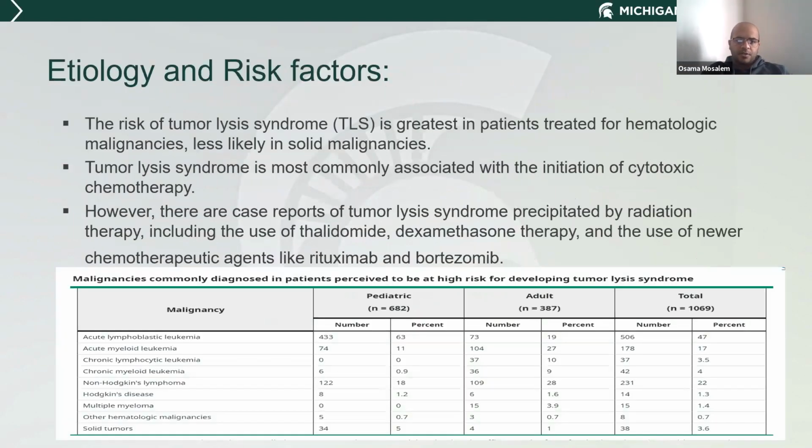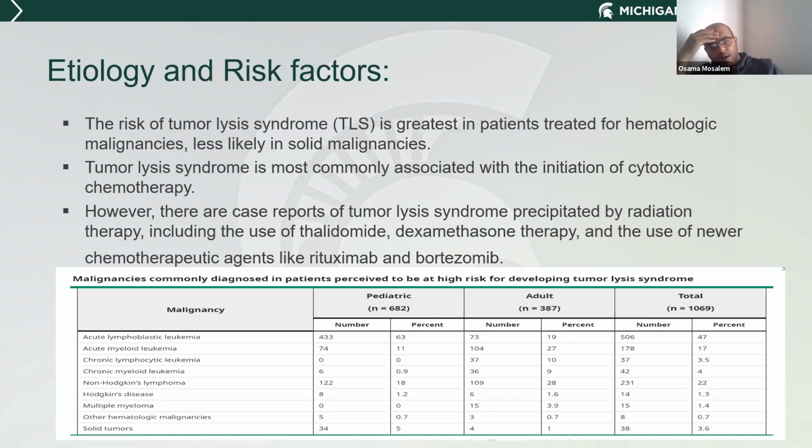So, etiology and risk factors. As we said, tumor lysis syndrome is more common at the time of initiation of cytotoxic chemotherapy. It's more common in hematological malignancies rather than solid malignancies. And as you can see here, in this table from UpToDate, in patients with ALL, the total incidence of tumor lysis syndrome can be up to 47% at the time of initiation of chemotherapy. In adults, it's about 19%, and in pediatrics, it's higher, about 63%.